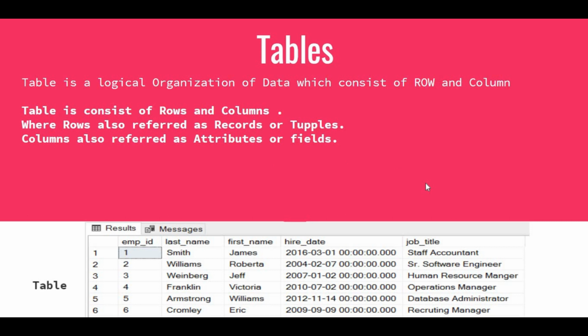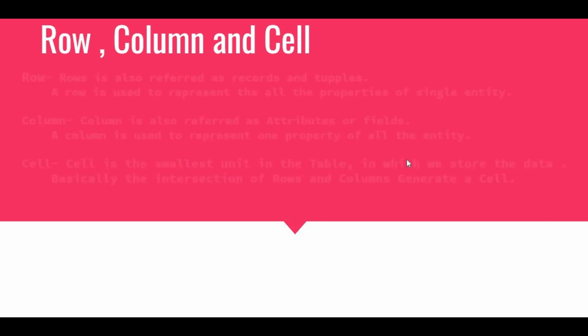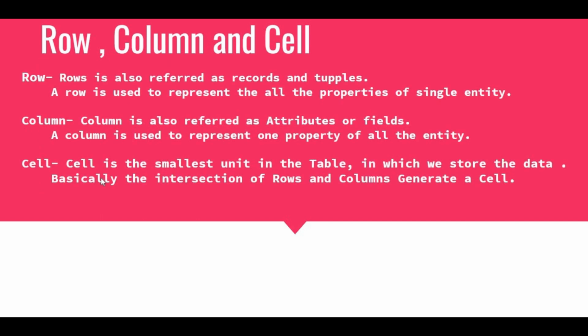So the next topic is, what is a row, column and cell? The basic definitions of row, column and cell are: a row is also referred to as a record or tuple. A row is used to represent all the properties of a single entity. The second one is the column. A column is also referred to as an attribute or field. A column is used to represent one property of all the entities. And the last one is the cell. A cell is the smallest unit in the table in which we store the data. Basically, the intersection of a row and a column generates a cell. So this is all about tables, data, database, RDBMS and DBMS.